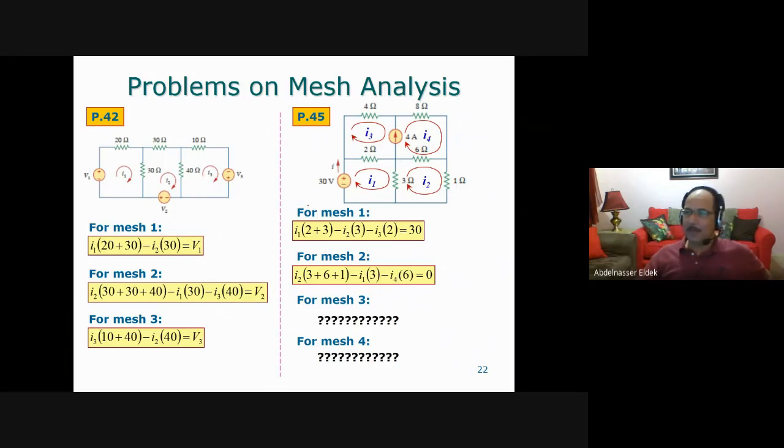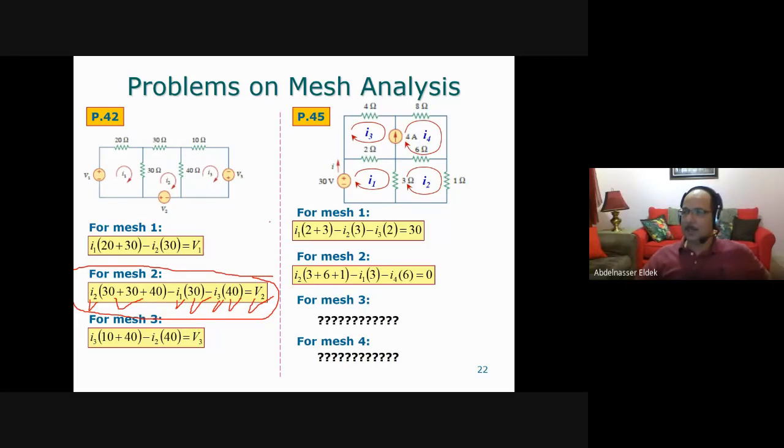If you look at any equation like this one, what are these terms? Current times resistance is voltage. Current times resistance equals voltage, so all are voltages because this is Kirchhoff voltage law. But if you have a current source, then you cannot say voltage plus voltage minus voltage equals current. You cannot do that. So if you have a current source in between, you have to be careful when you use mesh analysis.